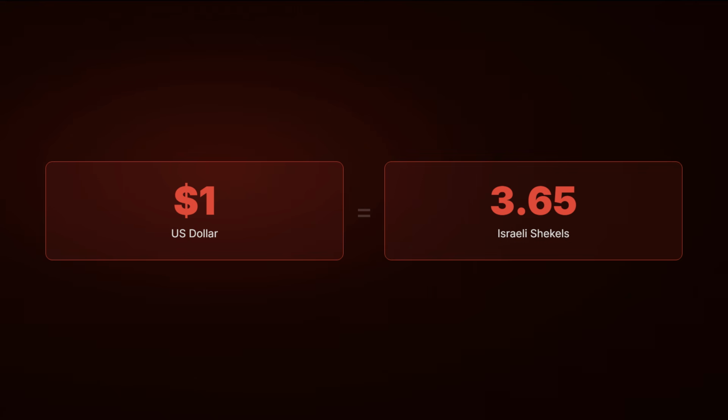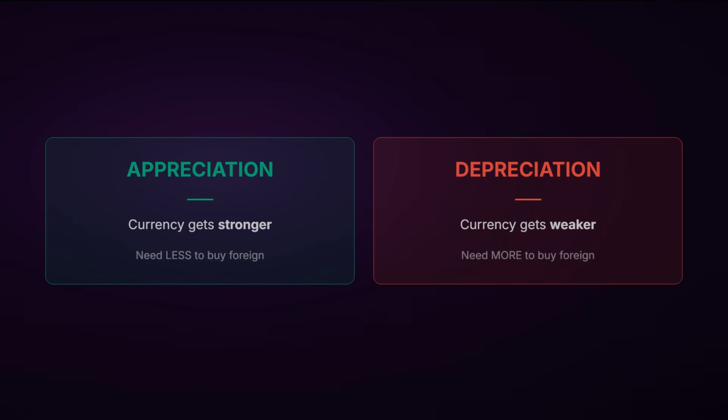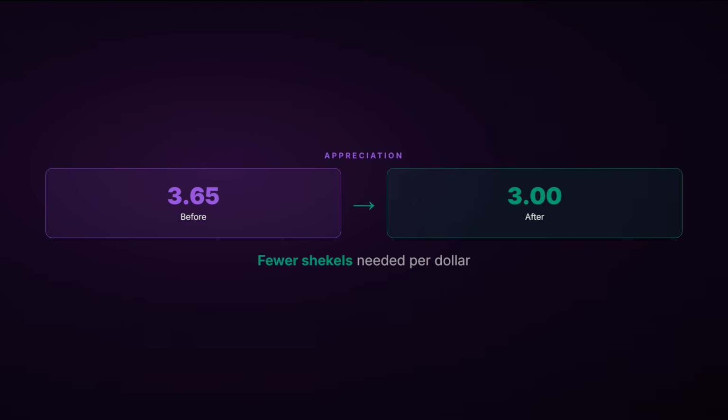But here's where it gets interesting. That number is almost never the same for long. It's always moving, always shifting in one of two basic directions. And these movements have names, of course. When your local money gets stronger, we call that appreciation. Think of it this way: you need less of your cash to buy that foreign currency. On the other hand, when it gets weaker, that's called depreciation, and now you need more of your money for the same amount.